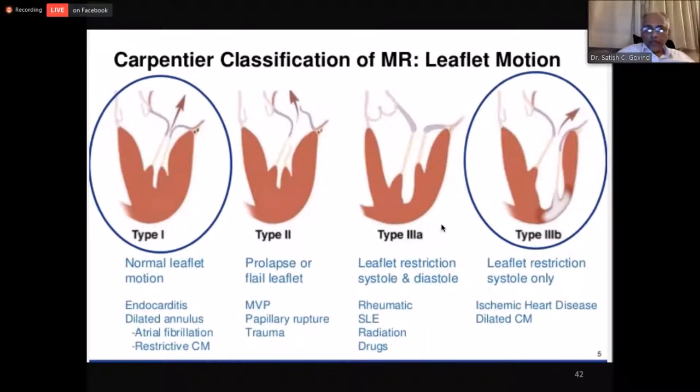And then you have the third one, the restricted mobility. Restricted mobility can be both in systole and diastole. And this is in rheumatic heart disease. This is where we are most familiar. And the one where systole is the cause for the restriction, this is in the ischemic heart disease, the tethered PML. So this is the Carpentier classification.